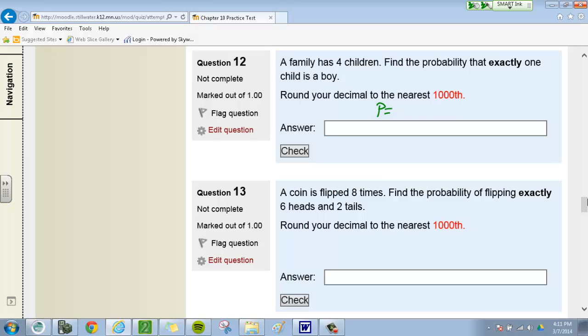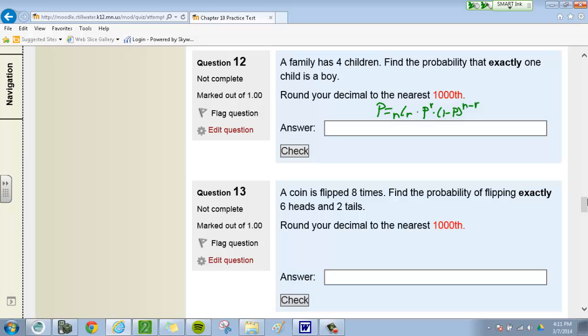A binomial distribution says the probability of exactly so many successes out of so many trials is nCr times p to the r times 1 minus p to the n minus r. Right there. That's the equation for it.